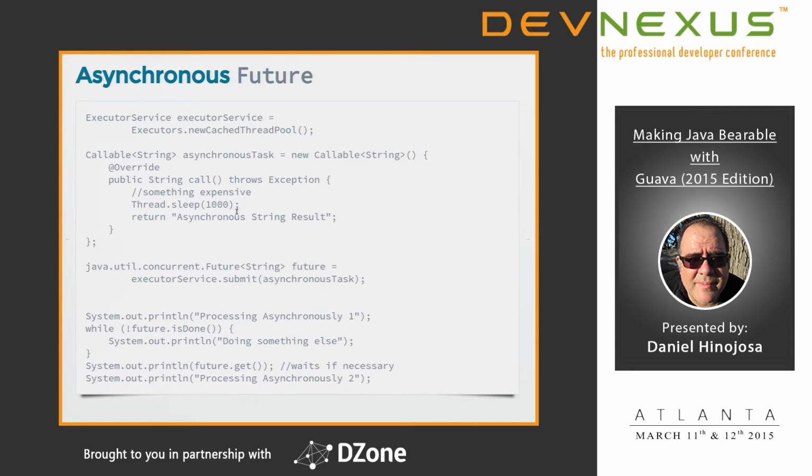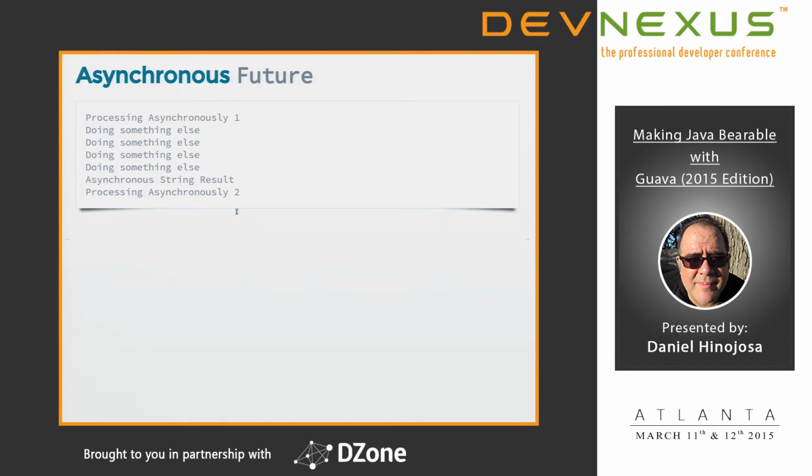This shouldn't wait at all. This should be instantaneous. So the end result is it's going to say processing asynchronously, and then I'm going to be doing something else a whole lot. And when this is ready, after a second, it's going to say, I got the answer, asynchronous string result. Then this is going to trigger, and I'll be able to get the future out of here. It's not too bad, but as you can see, it's going to get kind of messy to finagle these futures here.